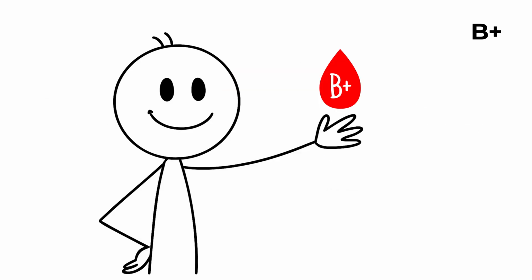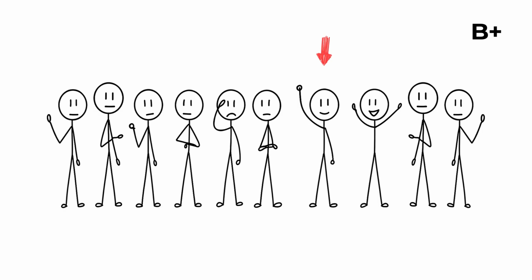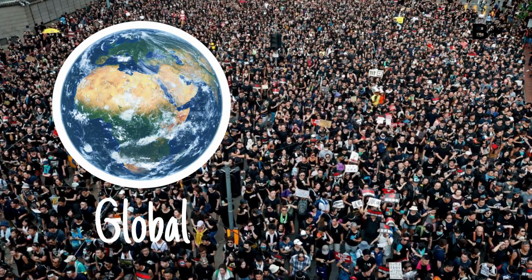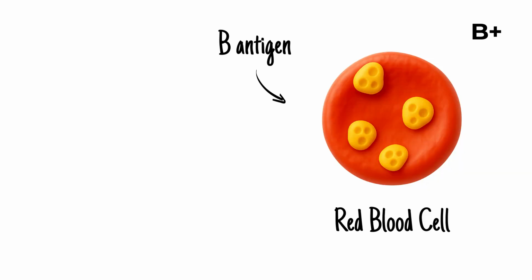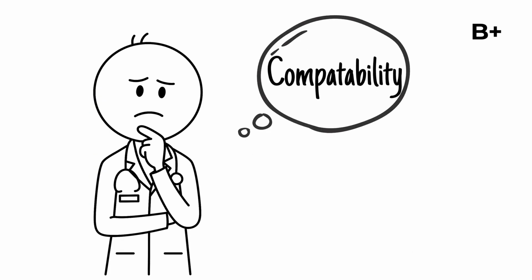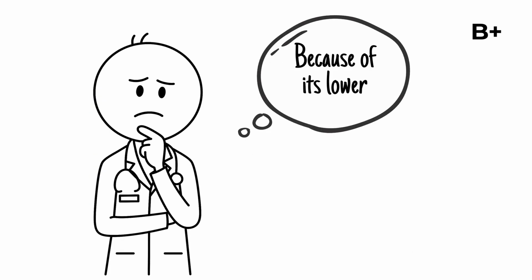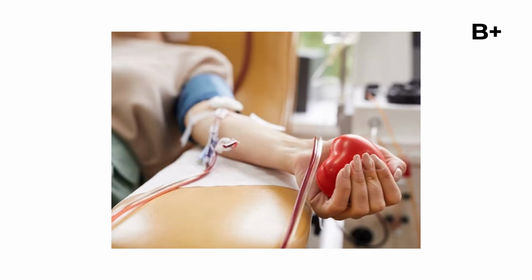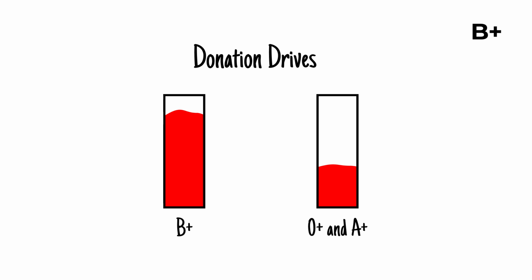B positive. B positive blood is found in about 1 in 10 people, making it less common than type O or A, yet still significant worldwide. It is defined by the presence of B antigens on red blood cells, along with the RhD factor. In transfusions, B-positive individuals can safely receive blood from B-positive, B-negative, O-positive, or O-negative donors, giving them a moderate range of compatibility. However, due to its lower frequency, maintaining adequate supplies of B-positive blood requires more targeted donation drives compared to O and A types.